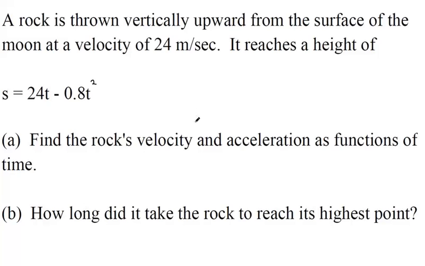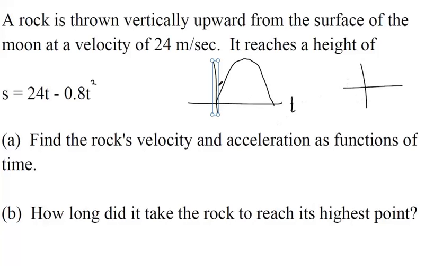So a rock is thrown vertically upward. If you want a graph of the height where time is on the x-axis, the graph might look like this. The rock is going up and up, reaches its highest point, and then starts coming back down to earth. This isn't the path of the rock, right? That's just a graph of the height. The path of the rock is just straight up and then straight back down. That's a graph of the height depending on what time you're talking about.